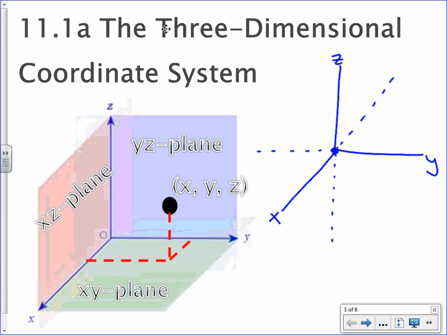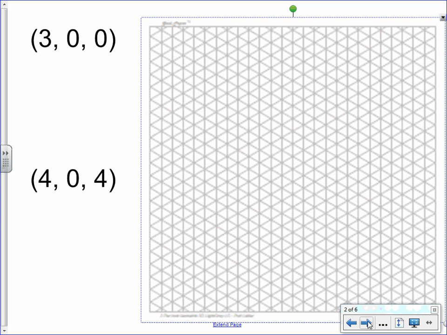Does that help? Okay. Like I said, it's hard to draw three-dimensional figures. But the good news is, thank you to our engineering class, we have three-dimensional graph paper. I thought you were going to say you don't have to draw that. Nope. So, I have three-dimensional graph paper for you.